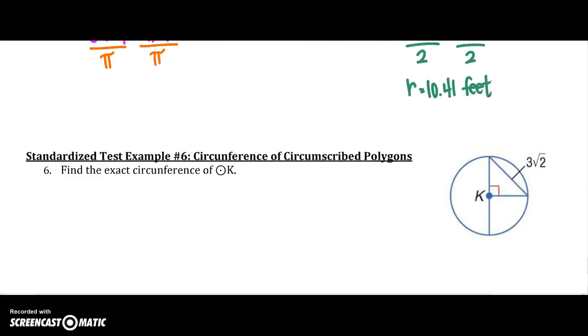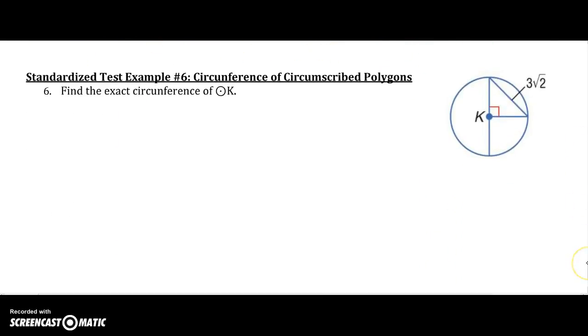Alright, and last thing, find the exact circumference of circle K. Well, we know to find the circumference we need 2 pi r, so we either need to find our radius or we need to find our diameter. So looking over here, that would be a radius, and that would be a radius.